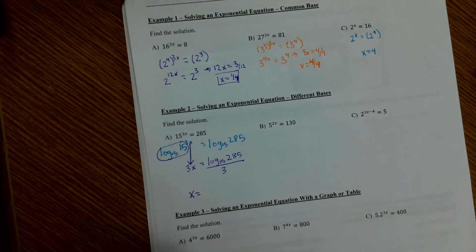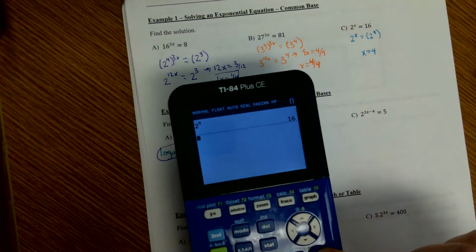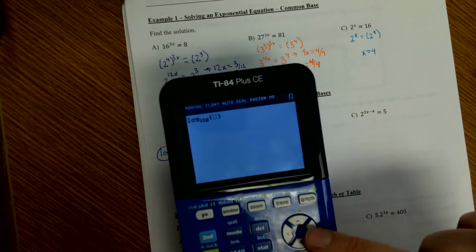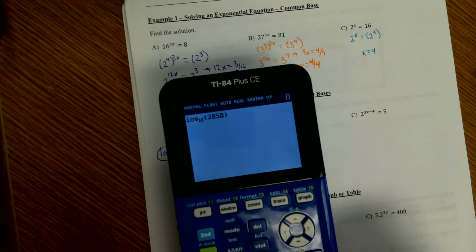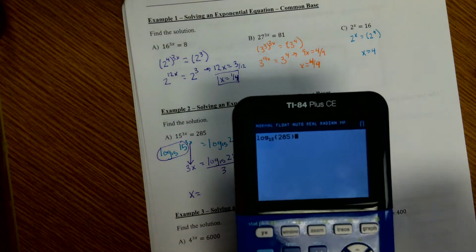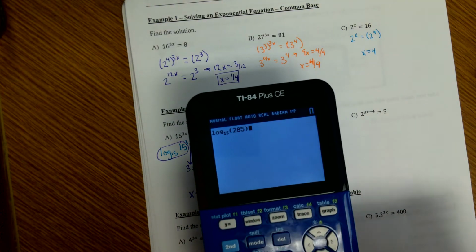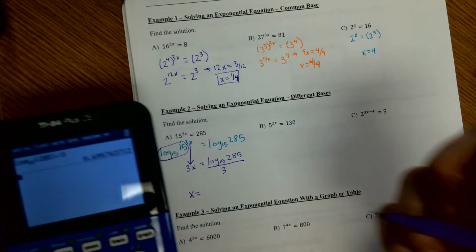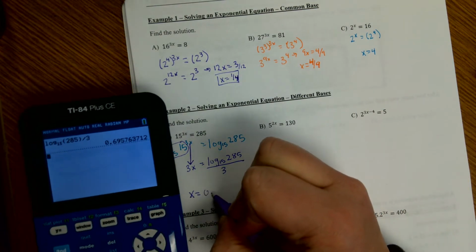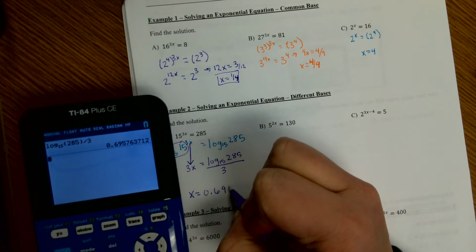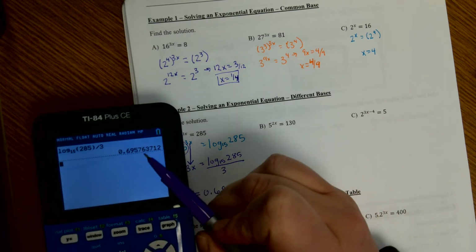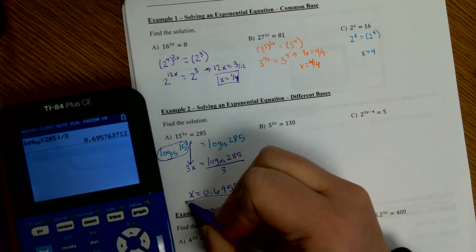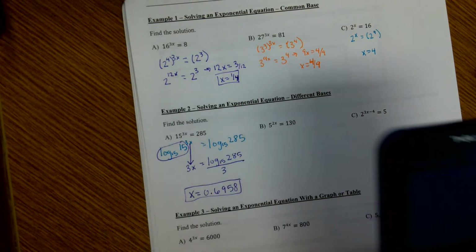So x would be equal to, when I plug this into my calculator, I'm going to go to math, go to my log base, 15, 285, make sure to arrow over that whole thing. Look how that parentheses is just around the 285, divided by 3. My answer will be 0.695, and the 6 will round the 7 up to 8. So that would be my final answer.